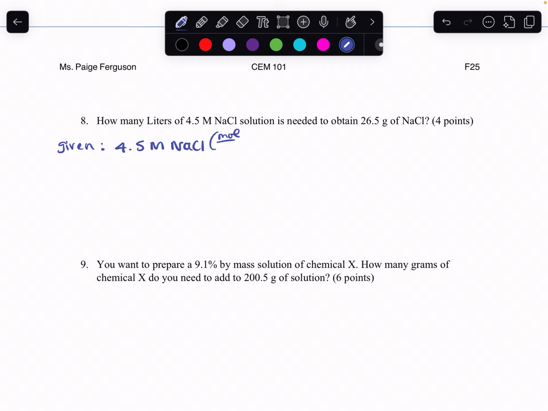So I have moles per liter. Nice. And then they're giving me 26.5 grams of NaCl. This is a little different than the other one. I'm now looking for my volume, which is where I started in number 7. So I can completely reverse the process if I want. In general, my molarity is going to lie somewhere in the middle of the conversion timeline. So I'm going to tentatively say that grams of NaCl is where I'll start.